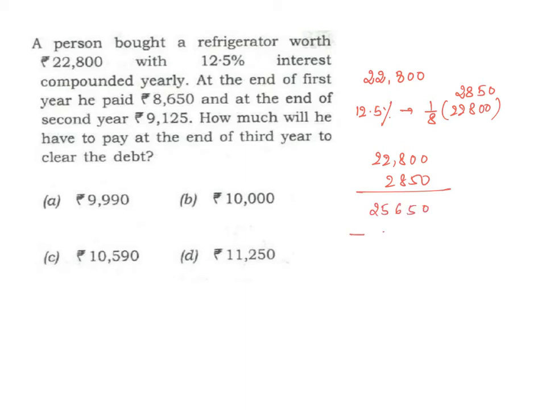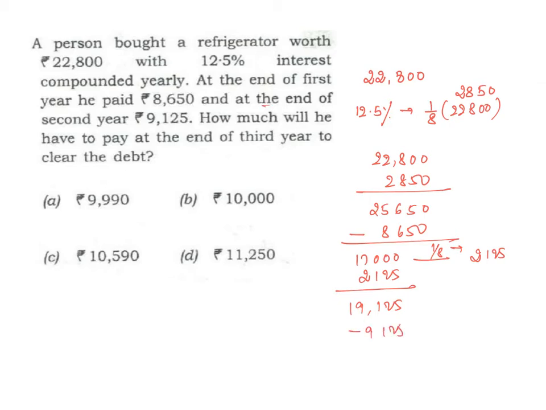He paid off 8,650, which means he is left with 17,000. Again 1 by 8th of 17,000 is 2,125. So add 2,125, 19,125. So 9,125 he paid at the end of second year.